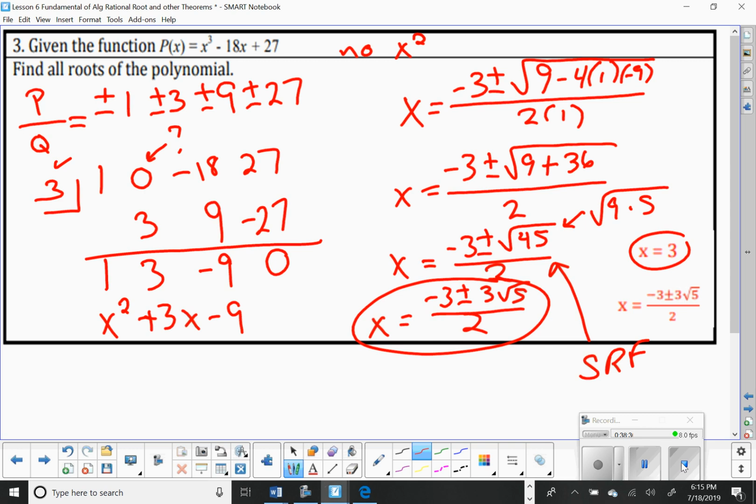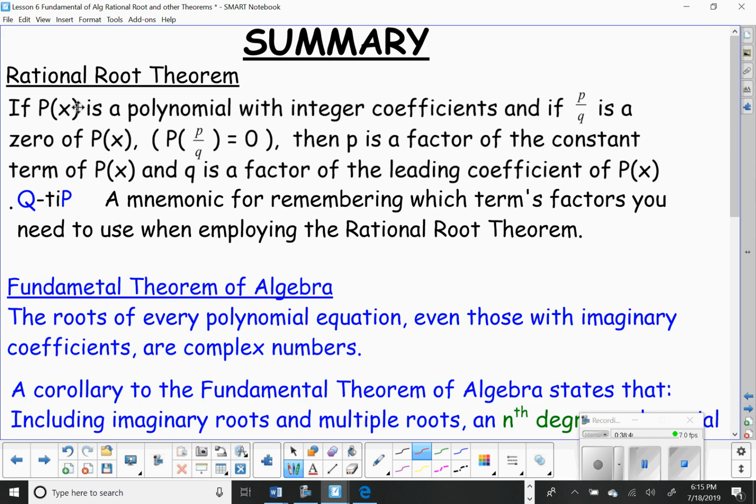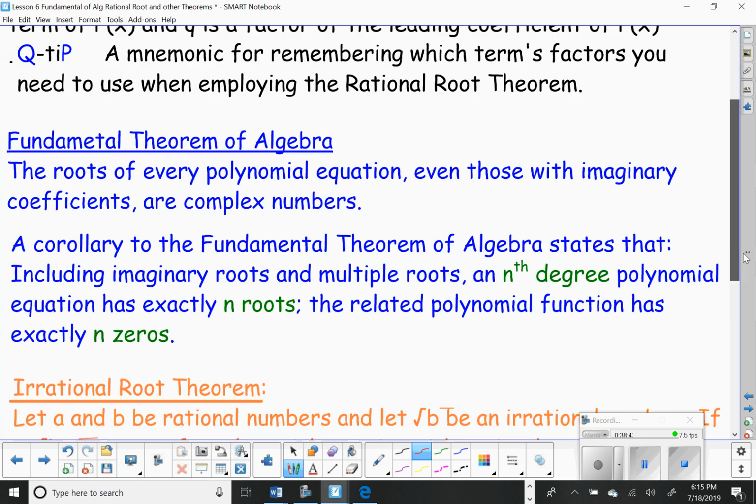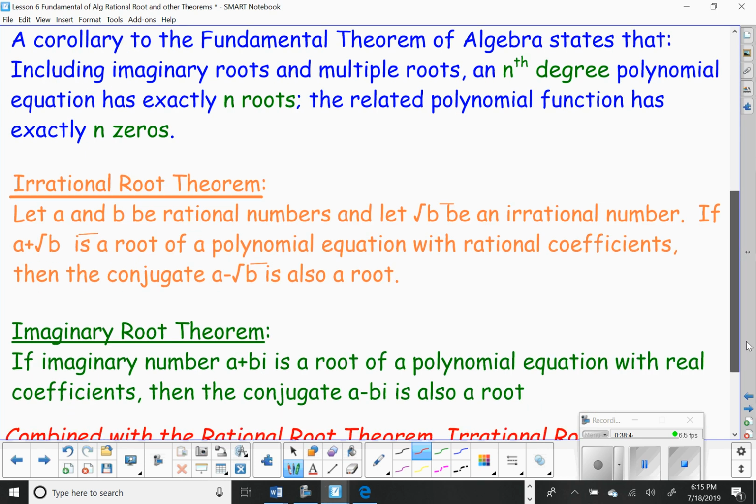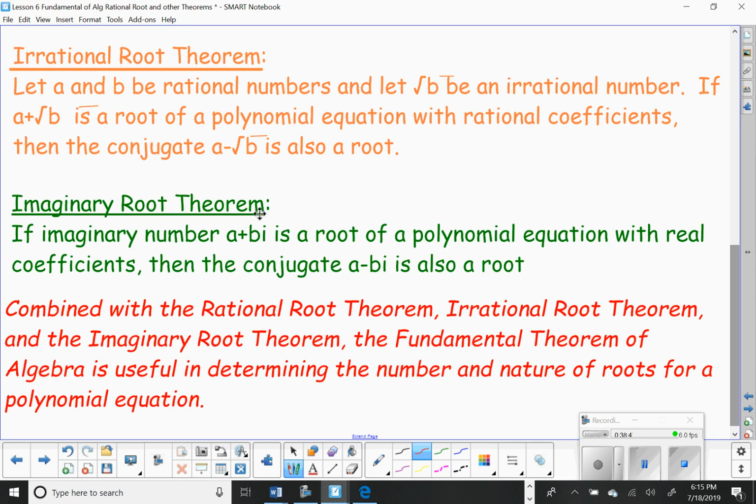That's a wrap. You've got your summary, which just goes through the rational root theorem, the fundamental theorem of algebra, the irrational root theorem, and the imaginary root theorem. Combining all these together allows us to figure some things out about a polynomial. This takes practice.